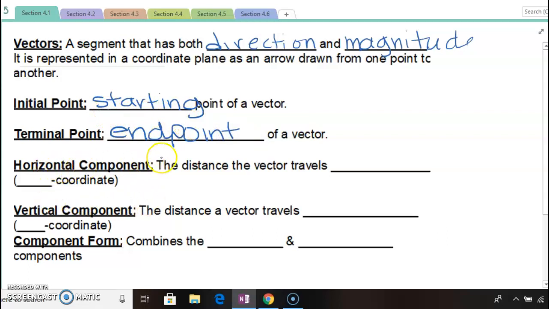All right, so the horizontal component is the distance the vector travels horizontally. And we're going to talk a little more about this here in a minute. And the vertical component would be the distance it travels vertically.